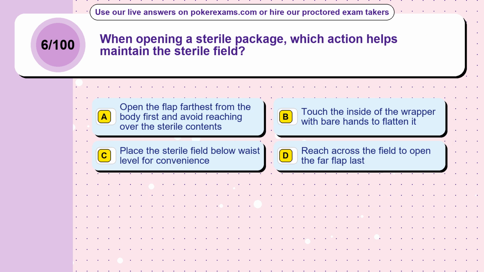Question 6. When opening a sterile package, which action helps maintain the sterile field? Option A. Open the flap farthest from the body first and avoid reaching over the sterile contents. Option B. Touch the inside of the wrapper with bare hands to flatten it. Option C. Place the sterile field below waist level for convenience. Option D. Reach across the field to open the far flap last.